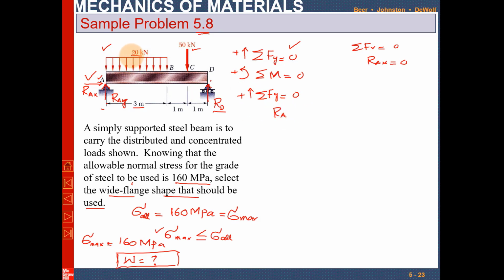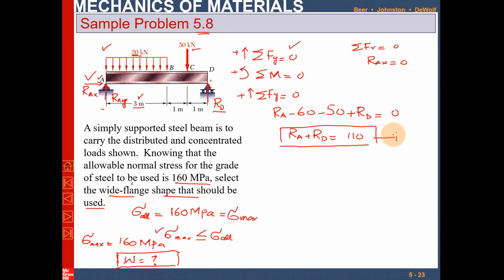Now there is a uniformly distributed load acting over 3 meters. So 20 into 3 is 60, but it will be negative. So minus 60, and there is again a force of minus 50, plus RD, will be equal to 0. So it means RA plus RD is equal to 110 kilonewton. So we will have one equation from this.